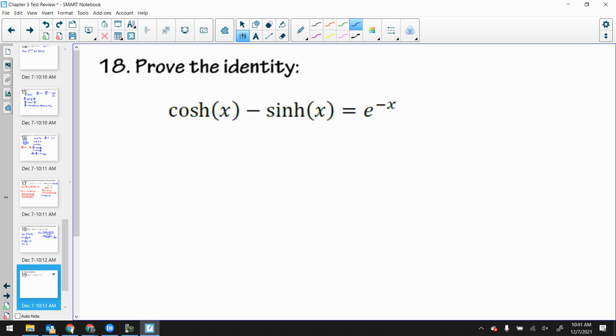But unfortunately for this one, do I see any identities with just cosine and sine? Unfortunately not. So that must mean I need to use the definition. What does the definition mean? I need to use the e to the x minus e to the negative x. Like, for example, I know hyperbolic cosine is e to the x plus e to the negative x over 2. And I know that hyperbolic sine is e to the x minus e to the negative x over 2. Let's see if I can manipulate that into just being e to the negative x. That's the goal.